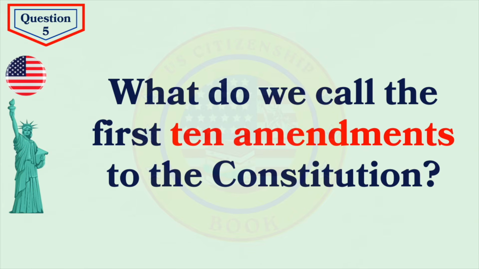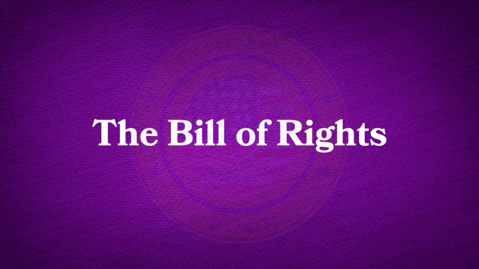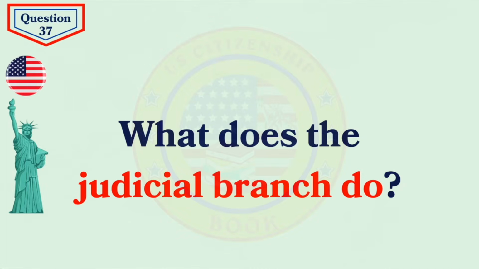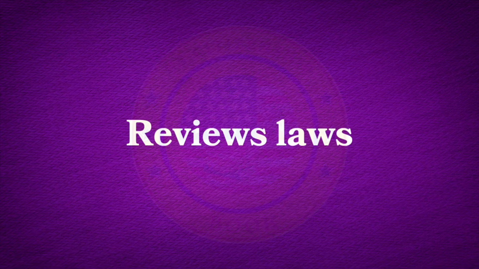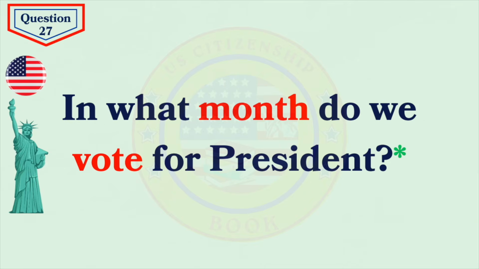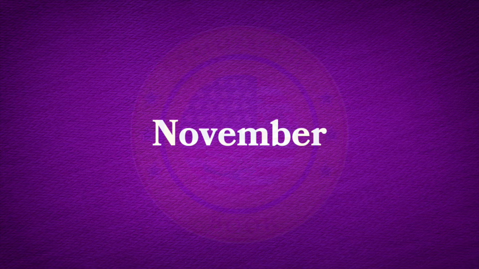What do we call the first 10 amendments to the Constitution? The Bill of Rights. What does the judicial branch do? Reviews laws. In what month do we vote for president? November.